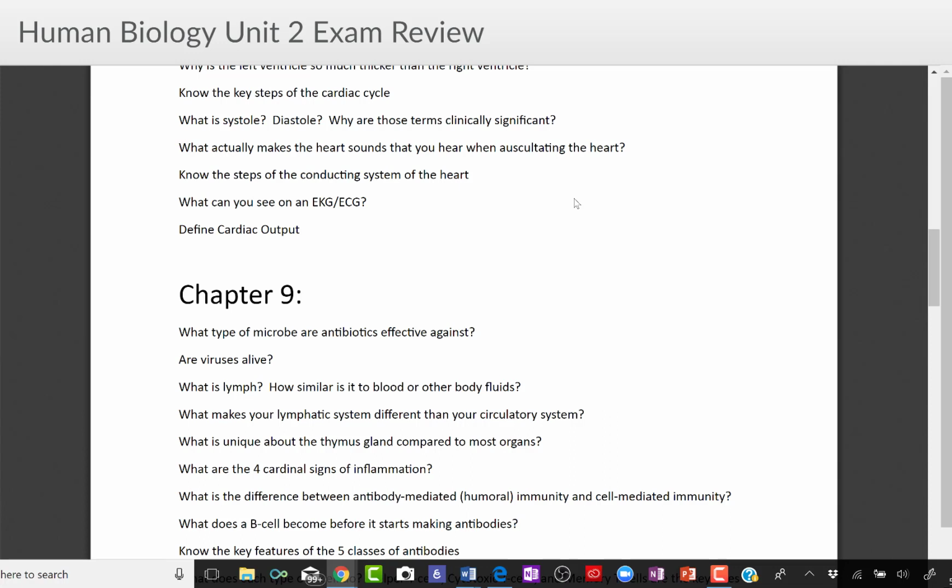So basically, your two atria are going to depolarize and then contract. There's a 100 millisecond delay to give them time to do that. Then your ventricles will depolarize and kind of squeeze and contract from the bottom, kind of like wringing out a sponge. All right, which relates then, what can you see on an EKG or an ECG?